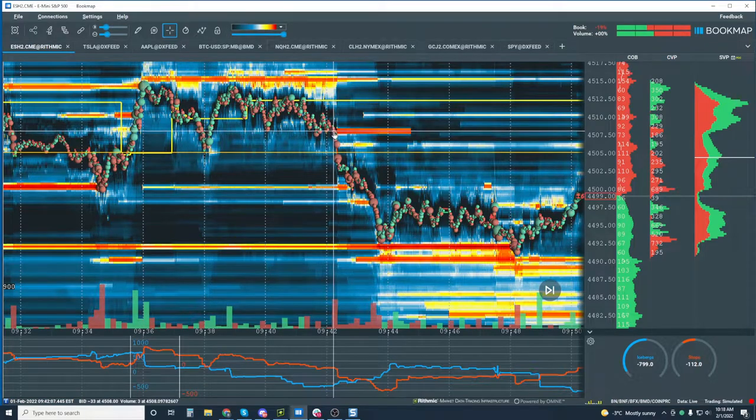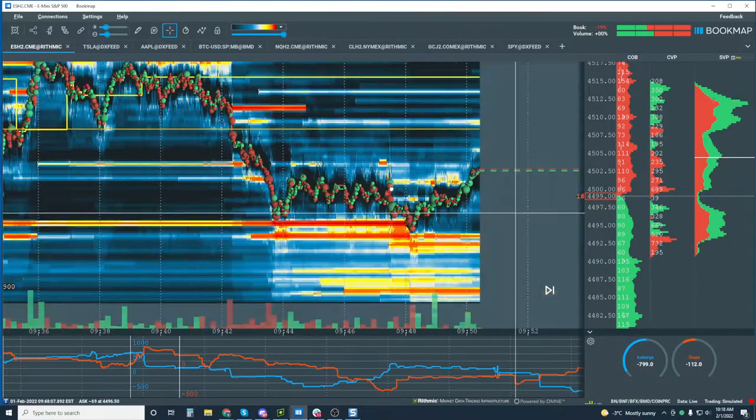I mean, sellers are in control from this point onward, from 4507. They broke through, but this is really where they took control. We were looking for them to take control down here, and you can also see that in this horizontal line. So, boom, nice move to the downside.